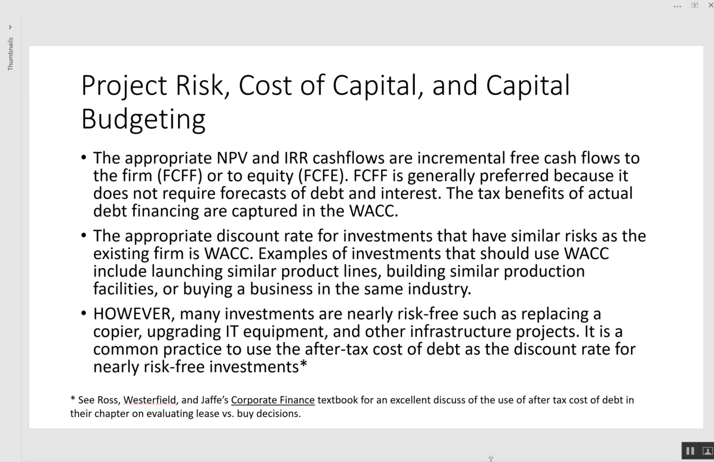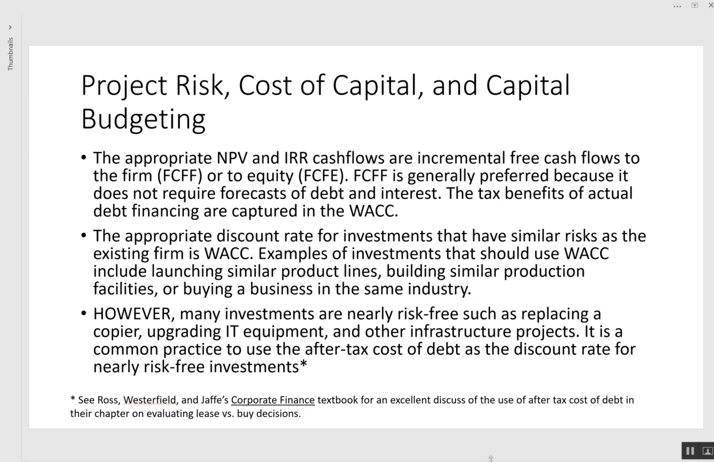However, this is only going to be appropriate when evaluating a project or an investment which has the same risk or very similar risk as the actual firm. So for example, if Walmart wanted to open another store in your hometown, they should use their weighted average cost of capital as the NPV discount rate and the IRR hurdle rate. For the reasons we talked about before, that is their cost of capital. They want to make sure they exceed that.